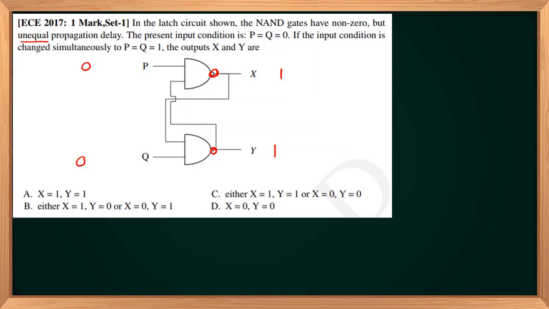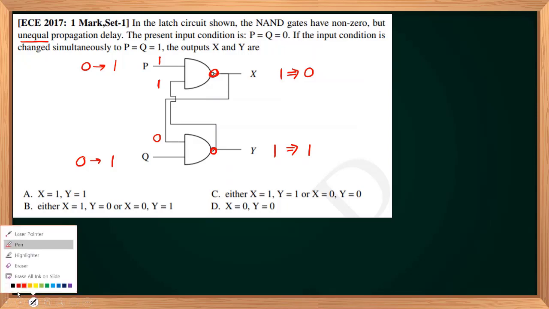Then simultaneously we are changing P from 0 to 1, Q also from 0 to 1. Suppose the upper gate changes quickly, or the propagation delay of the upper gate is low compared to the lower gate. Already Y equal to 1, that 1 is available here. P is already 1. Both inputs are 1. So quickly X will change to 0 if the propagation delay of the upper gate is low compared to the lower gate. And that 0 is available here and the lower gate remains in one state.